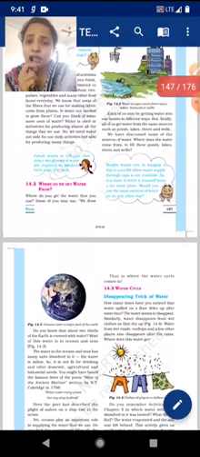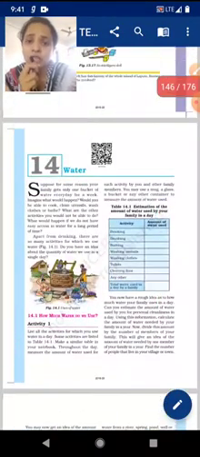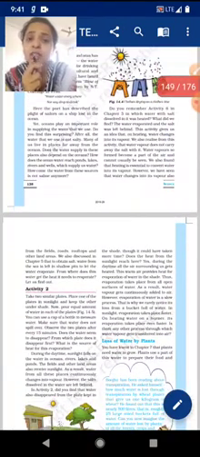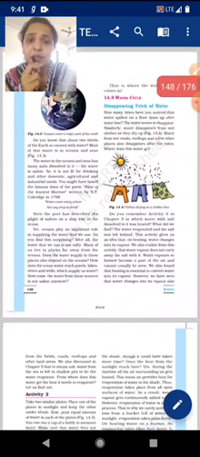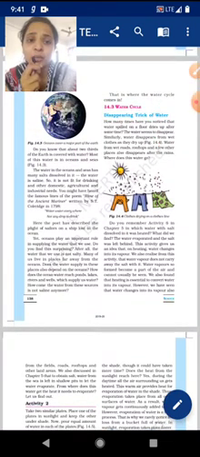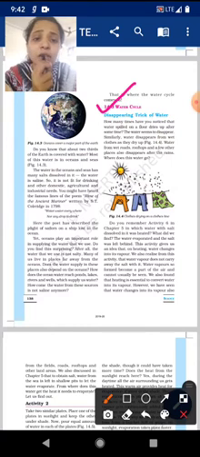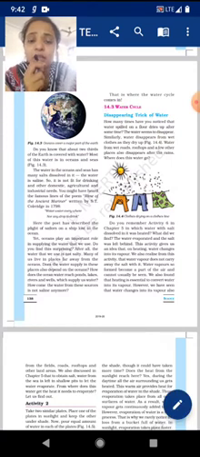Students, we were in chapter number 14, Water, on page number 138. We were at point number 14.3, Water Cycle: the disappearing trick of water. So, let's start from there.